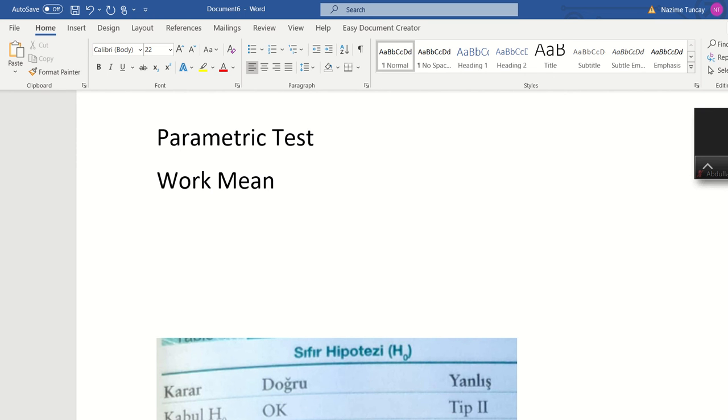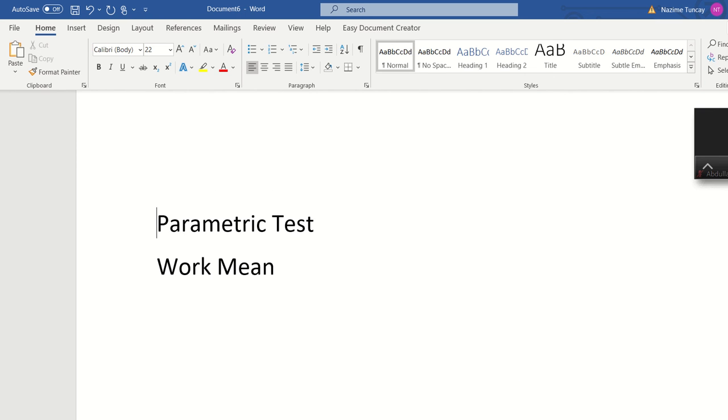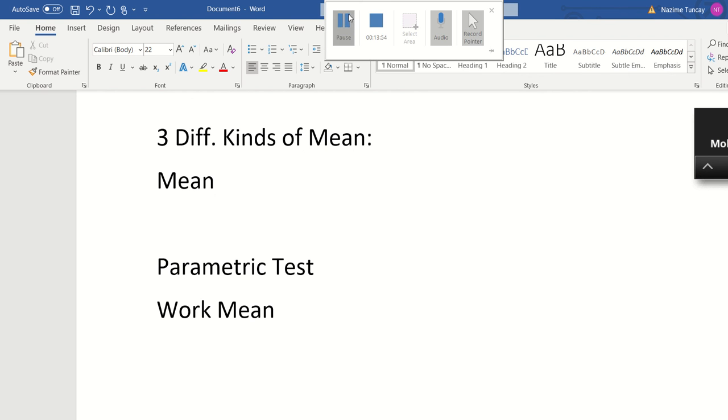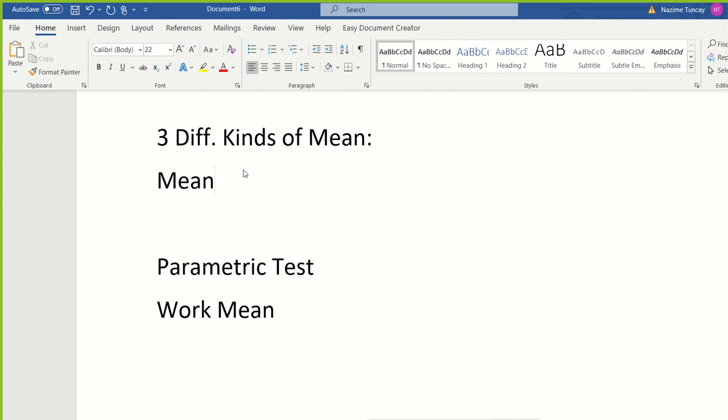It's the arithmetic mean. We have three different kinds of mean, by the way: mean, median, and mode. When these three of them are equal, we say it is a normal distribution. And in this normal distribution, we use parametric tests.